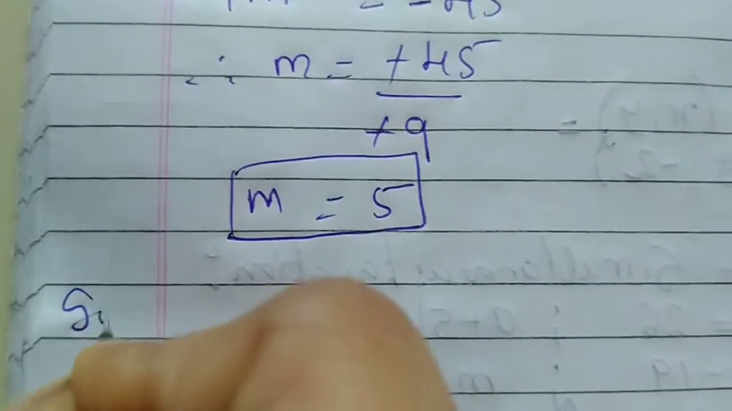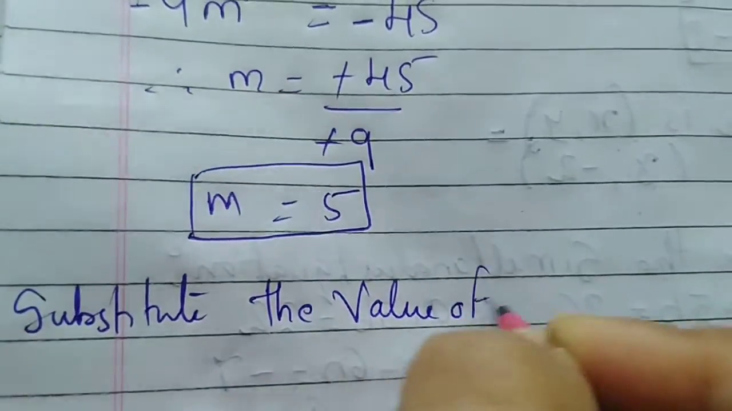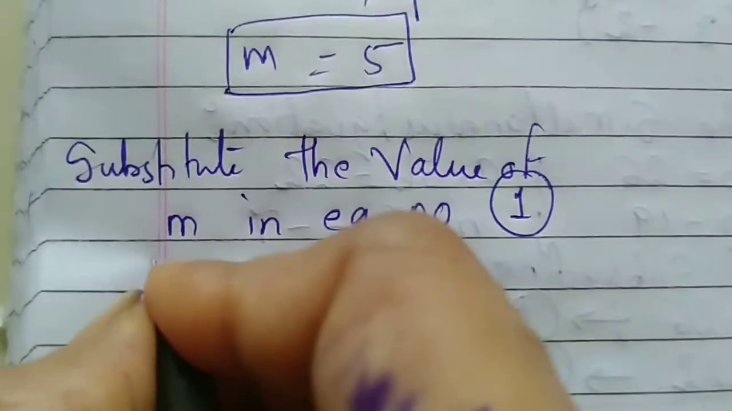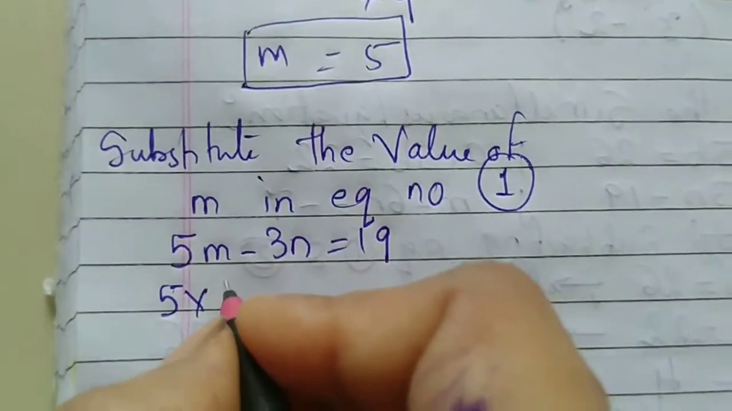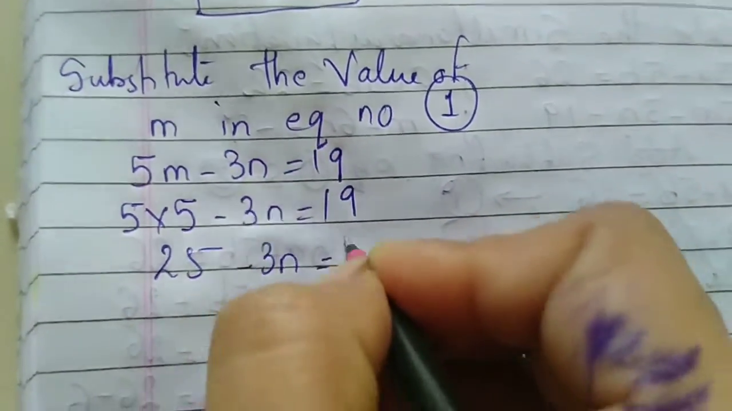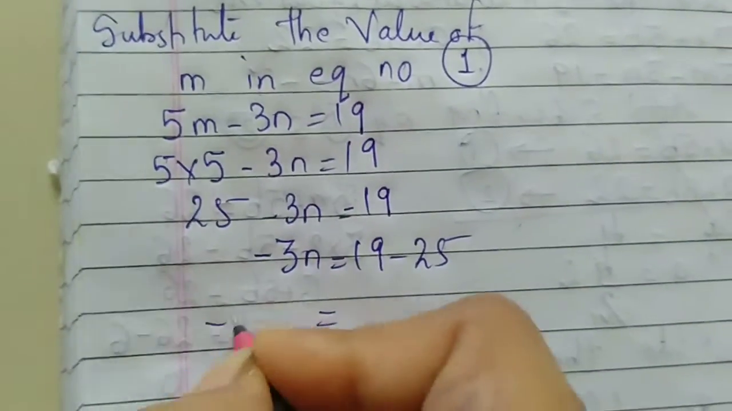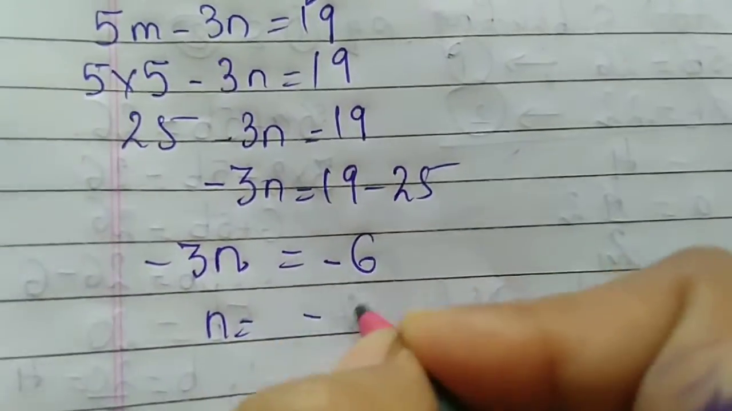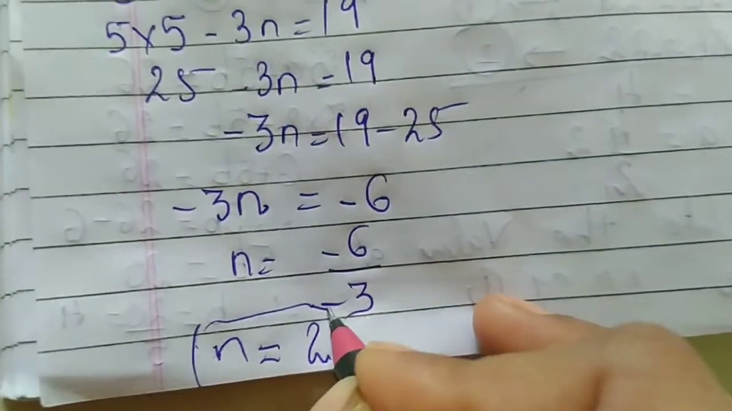Now, substituting the value of m in equation number 1, I am taking because that is the smaller one. 5m minus 3n is equal to 19. 5 into, I already have the value for m, I am going to substitute that. That will be 25 minus 3n is equal to 19. You have to find out n. Minus 3n, 25 minus 19, you will be getting minus 6. n will be minus 6 upon minus 3, that is nothing but 2. So you got the value for n also.